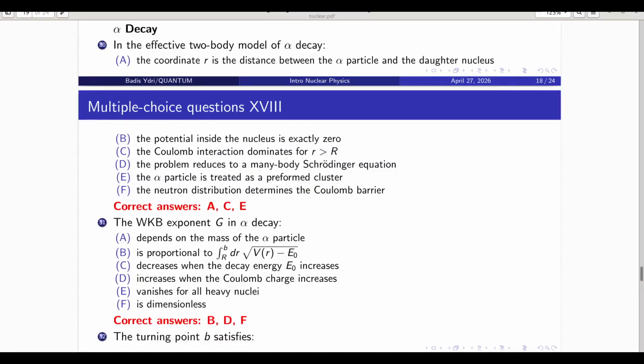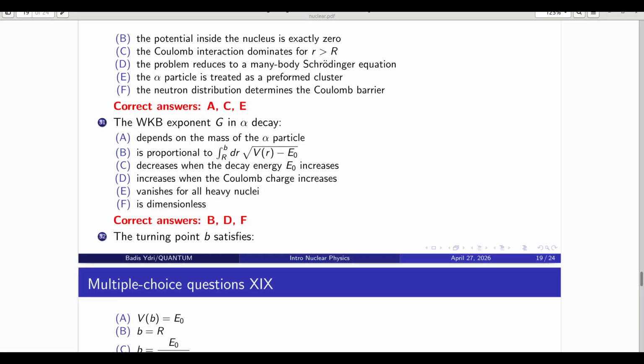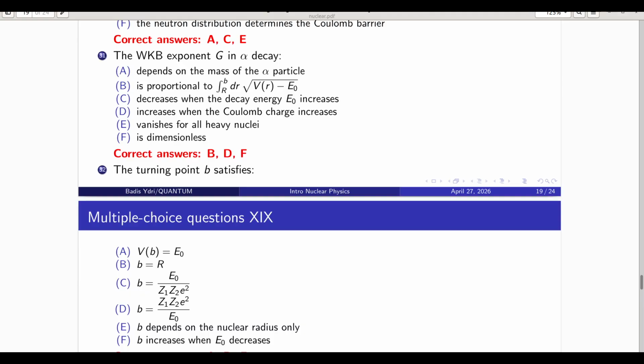Alpha decay is one of the clearest examples of quantum tunneling. We treat the alpha particle as a preformed cluster inside the nucleus. The coordinate r measures the distance between the alpha particle and the daughter nucleus. Outside the nucleus, the Coulomb repulsion dominates. Classically, the alpha particle cannot escape if its energy is below the barrier. Quantum mechanically, it can tunnel through.